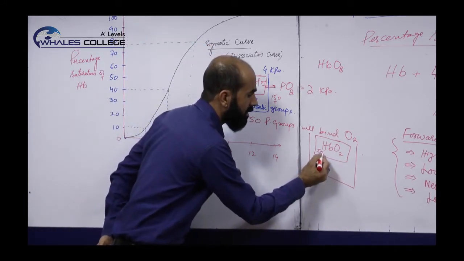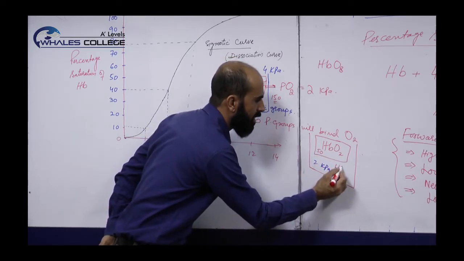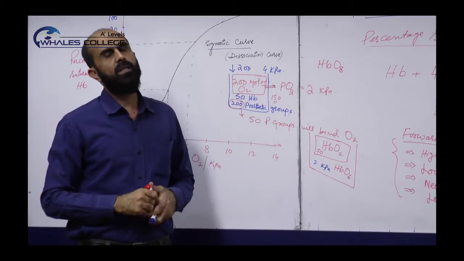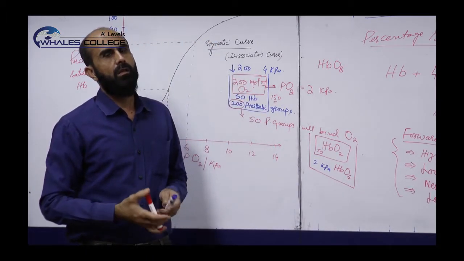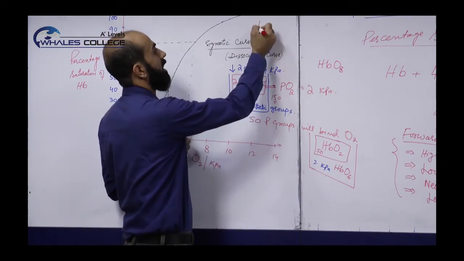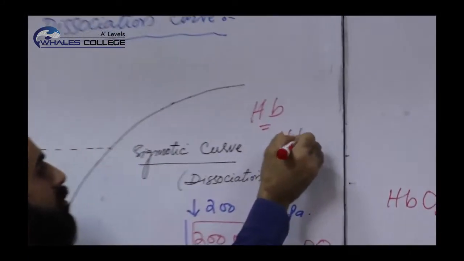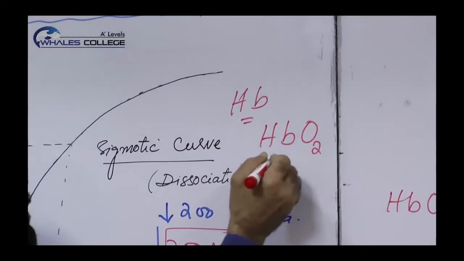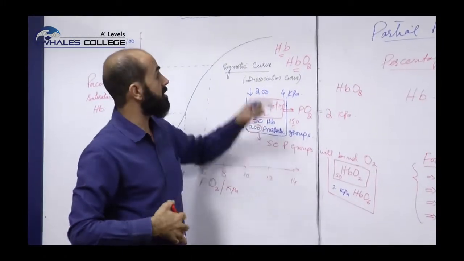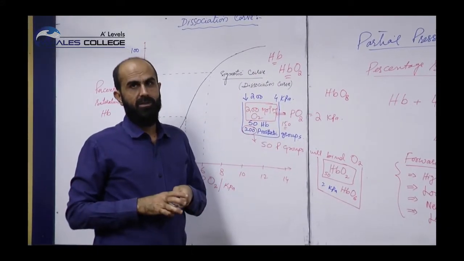So it means among these 50 molecules, now we will get HbO6. Simply, for simplicity, one is called Hb, which doesn't have any oxygen, and one is called HbO2, which picked up one oxygen. Now these are two different compounds. This is hemoglobin, and this is oxyhemoglobin.